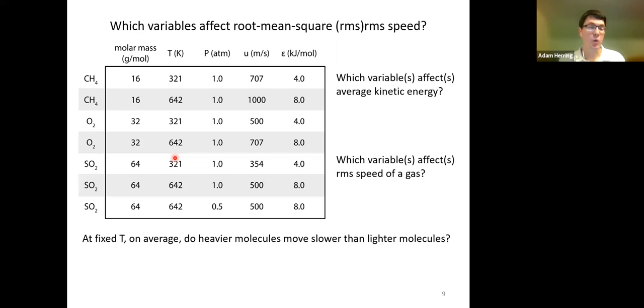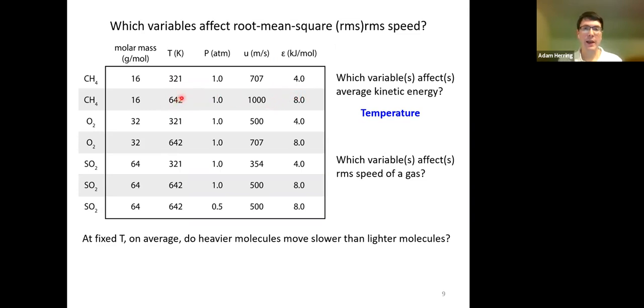Welcome back. So what do the data tell us? Well, what we see is that the temperature is affecting the average kinetic energy. The average kinetic energy listed there on the far right-hand side is increasing when the temperature increases. And in fact, it's a linear increase. So when the temperature doubles, so does the average kinetic energy.